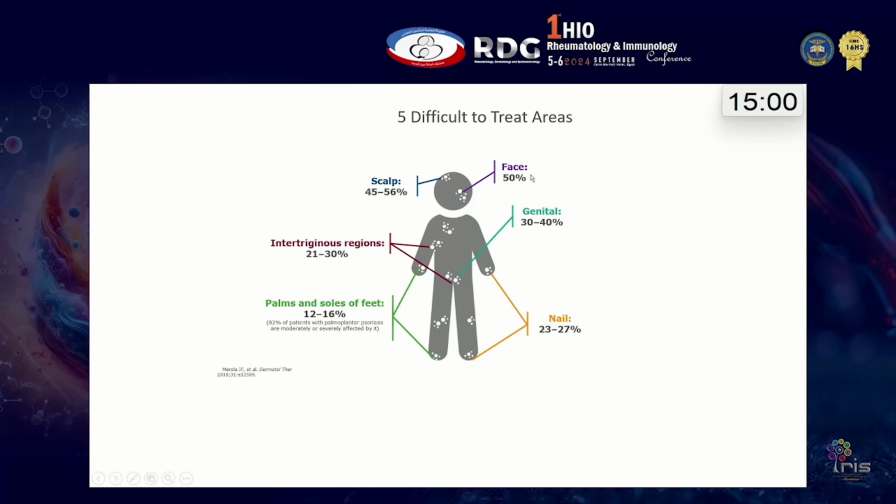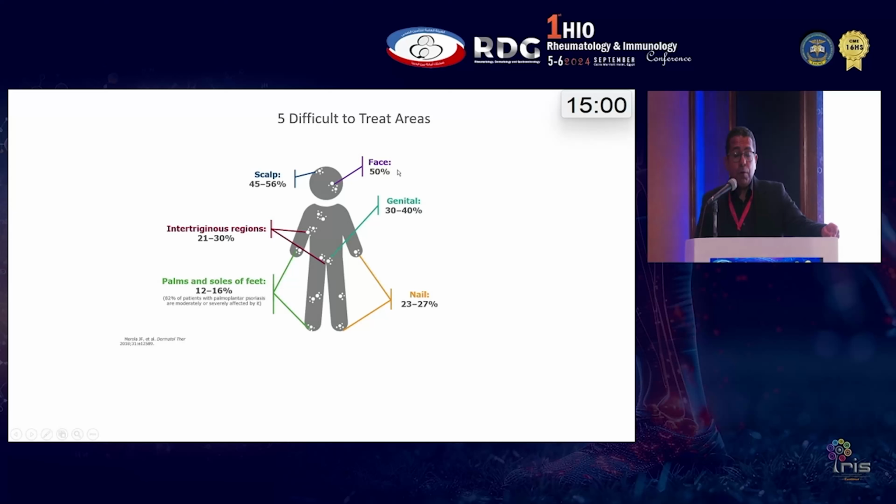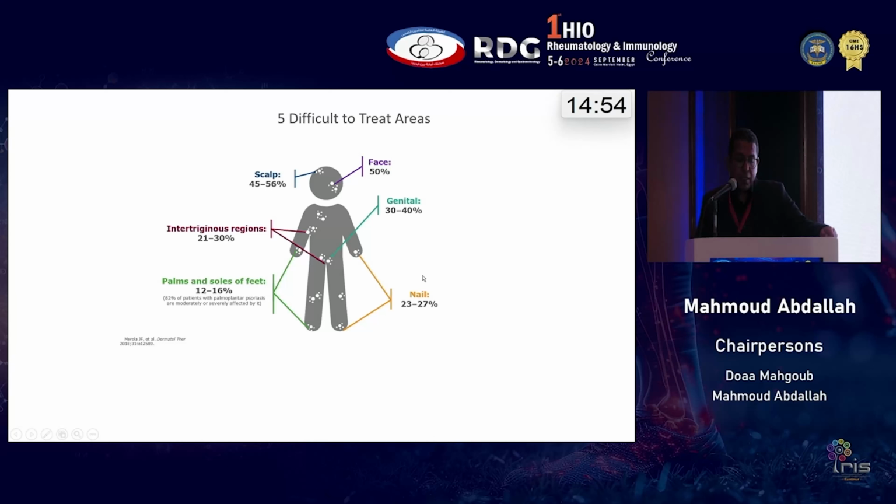I'm going to talk about difficult to treat areas. When we mention difficult to treat areas, we mean by that 5 areas: the face, the scalp, the genitals, the intertriginous areas, the palms and soles, and the nails. And maybe the lower legs, because often the lower legs are difficult to treat.